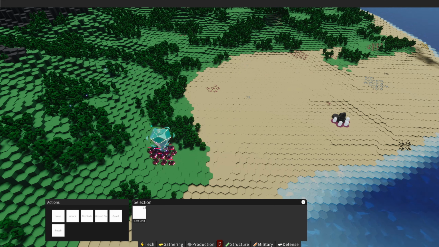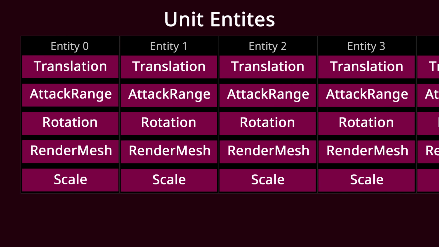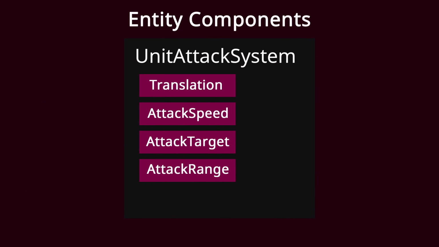Solving this turned out to be easier than expected thanks to the fact that I'm using ECS. Every unit in the game is an entity that has a multitude of components attached to it. Component systems are used to operate on the entities based on the components they have attached. The unit attack system operates on 4 main components: translation, attack range, attack speed, and attack target. Any entity with these components will be able to attack.